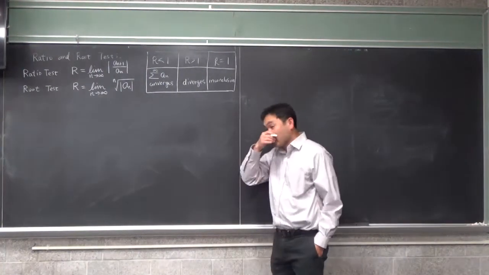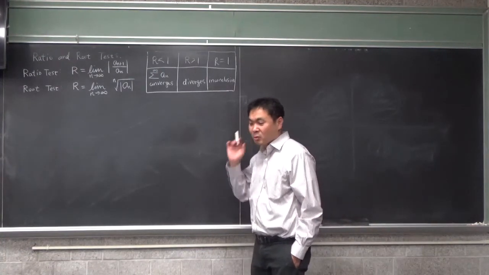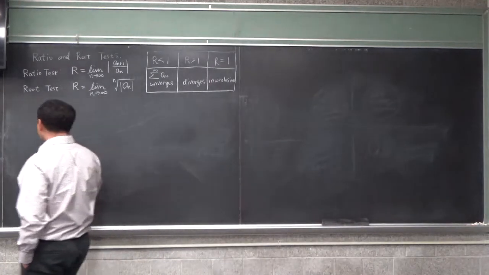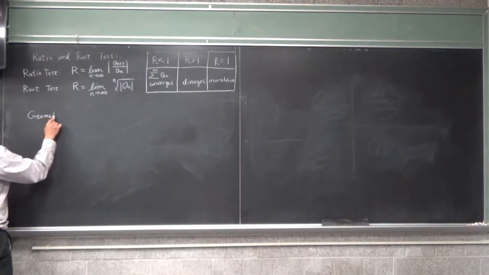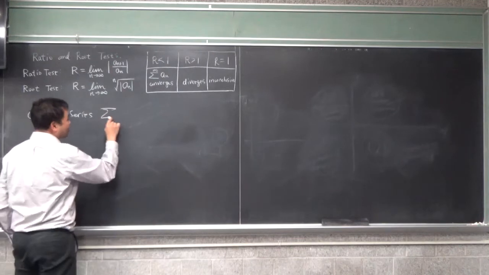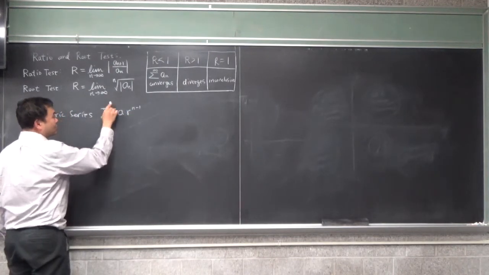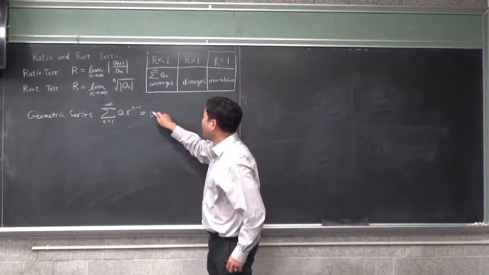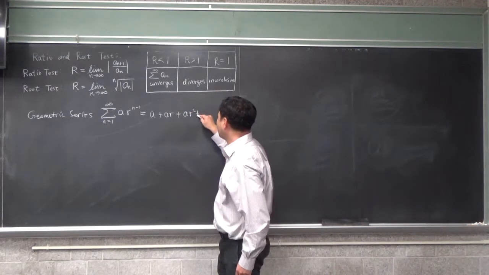Ratio and root test are very similar tests, and they both arise from the geometric series. So let's review the geometric series. What's a geometric series? It's the sum of a times r to the n minus 1 with n from 1 through infinity, so that if you actually write them out, it's a plus ar plus ar squared plus and so on.